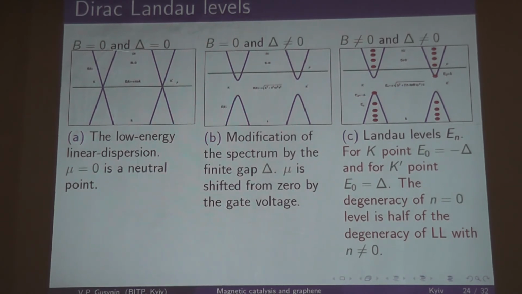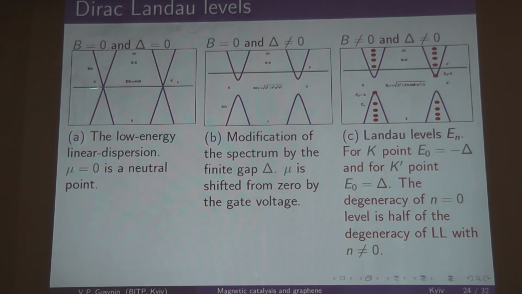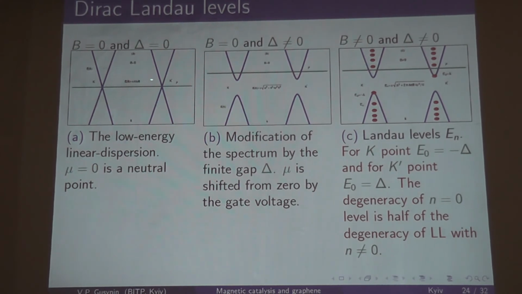Now, modification of the graphene spectrum due to Landau levels. Here it's without magnetic field, without gap. Here is the chemical potential. Now let us, with magnetic field still zero, introduce a gap. So we have this situation. And now a non-trivial magnetic field. We have discrete levels. What is essential is that the lowest level is present for one point, the K point, and here is absent, and for holes present here but not here.